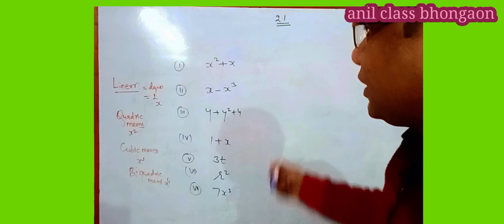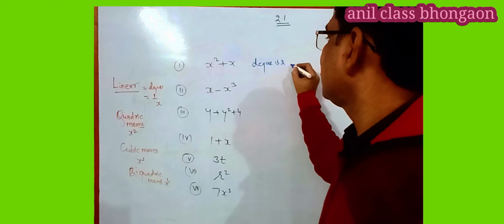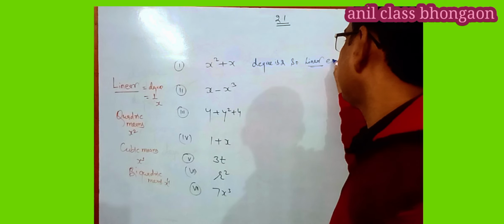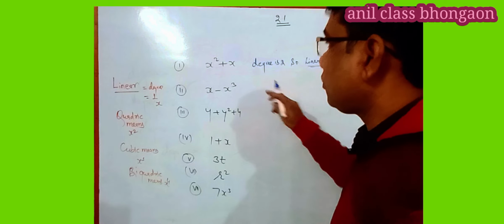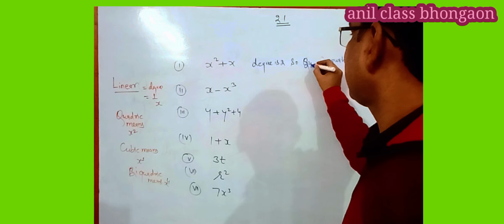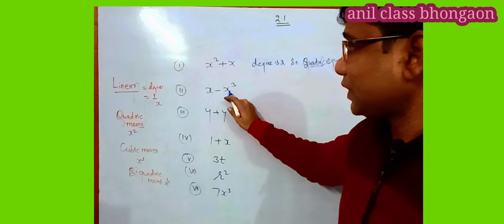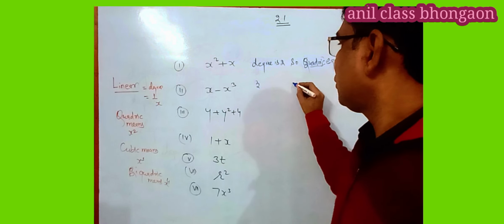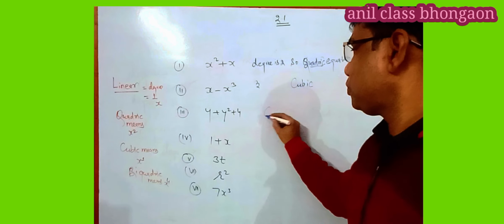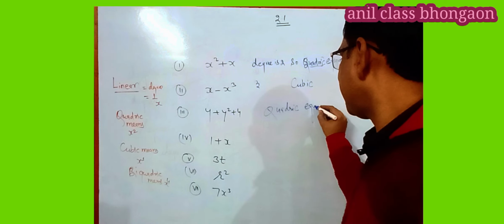So here the degree is 2, so it is a quadratic equation, not linear, my friend. Here the degree is 3, so this is a cubic. Here the degree is 2, so it is a quadratic equation.